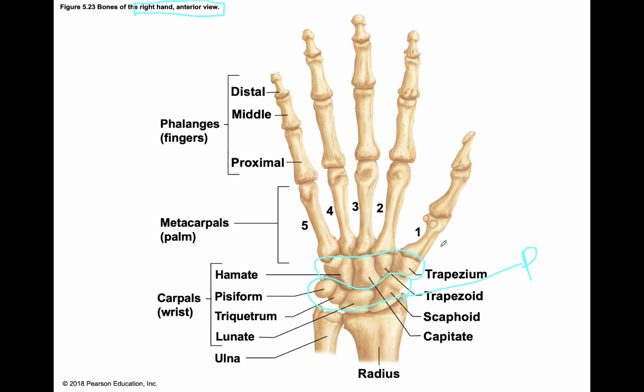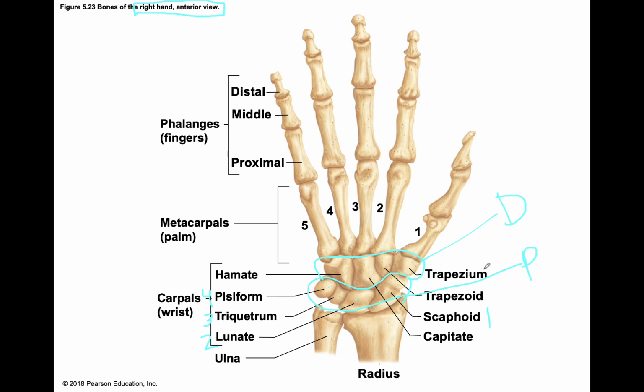This is the distal row. So the proximal row starts with the scaphoid bone. I'll number them for you. So 1 is here. 2 is the lunate. 3, triquetrum. And then 4 is the pisiform. So 1, 2, 3, 4.